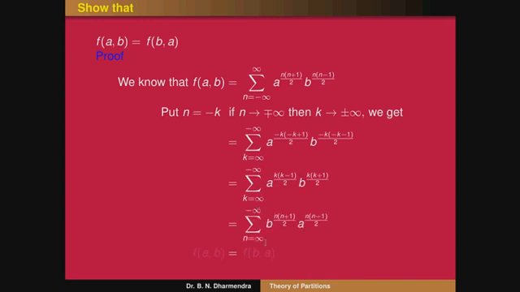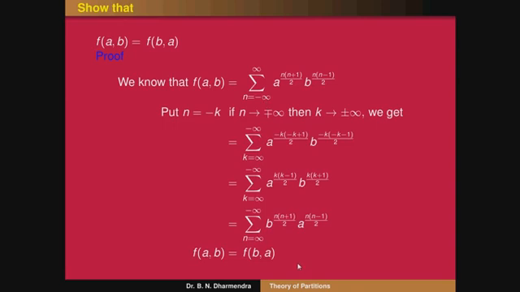Then n runs from plus infinity to minus infinity of b to the power of n(n+1)/2 into a to the power of n(n-1)/2. The first term, b, has the power n(n+1)/2, and the second term, a, has the power n(n-1)/2. Applying this to the theta function, that is f(b, a). So f(a, b) is equal to f(b, a). This is proved by using the infinite series.